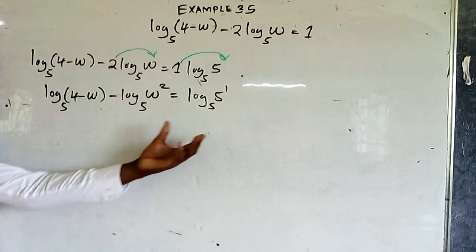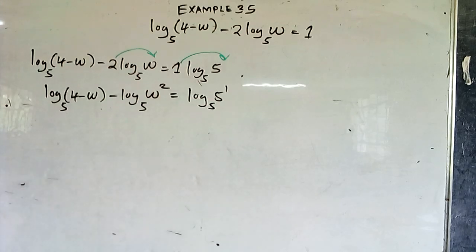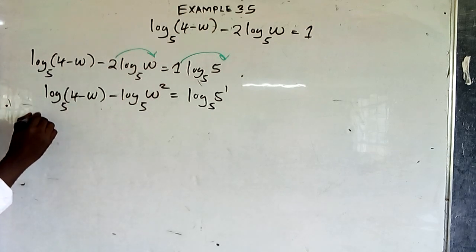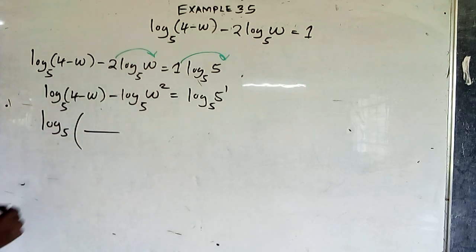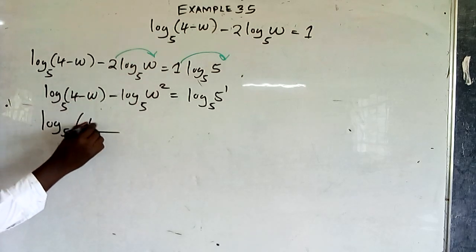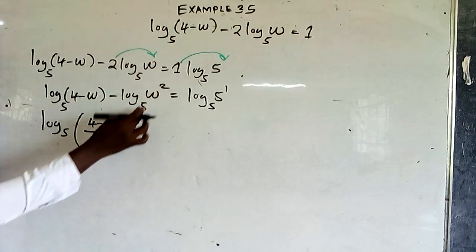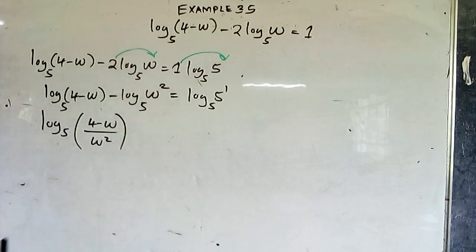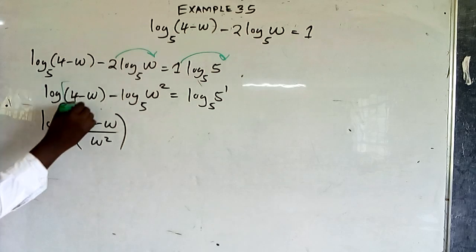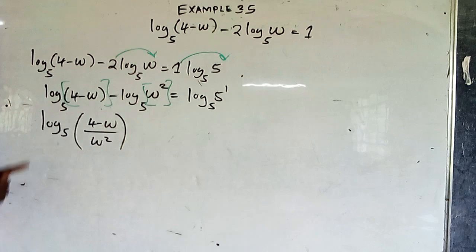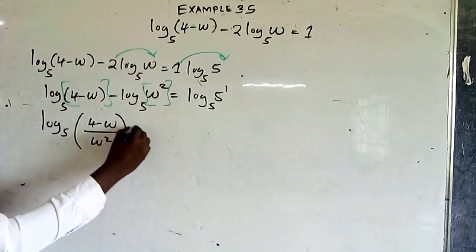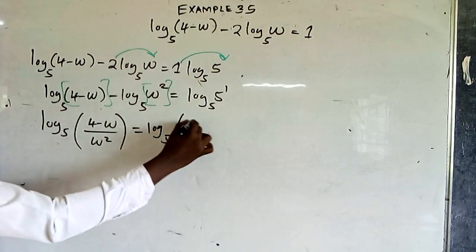Both the left hand side and the right hand side of the equation must be one term. So if you factorize out log to base 5, subtraction will go to division. So for w, the subtraction changes to division, then we have w squared. You factorize that out, meaning this divided by that. If you take it back inside, division goes back to the original subtraction. So that is equal to log to base 5 raised to power 1.